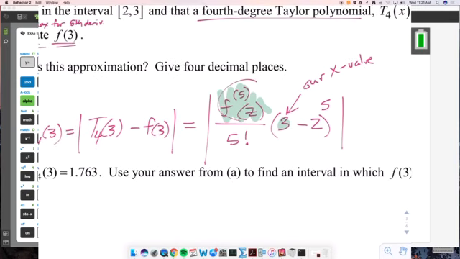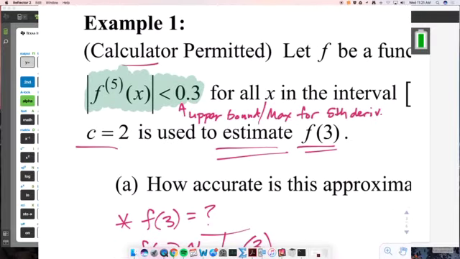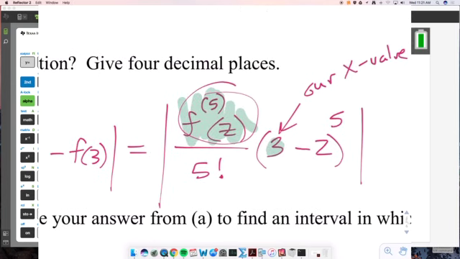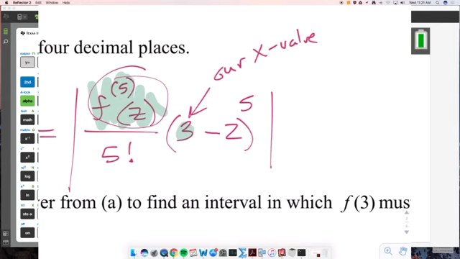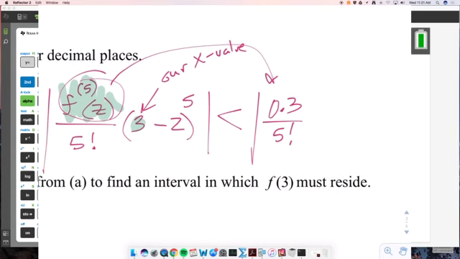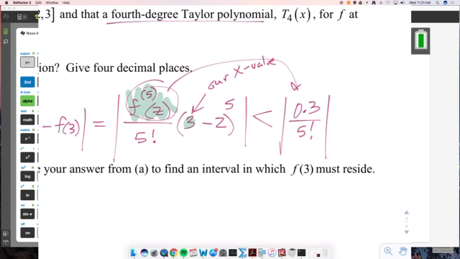But what do we know about this right here? If the fifth derivative's magnitude is at most 0.3, then we can use that as an upper bound for that numerator, which means we can say that this is less than, we can substitute it in essentially, 0.3 over 5 factorial times, and what's 3 minus 2? 1. All right, so we can simplify. Again, that's not going to be the actual error, but because the fifth derivative is no bigger than 0.3 on the interval, using that as a safe upper bound is good.